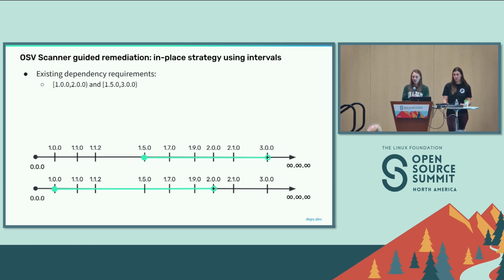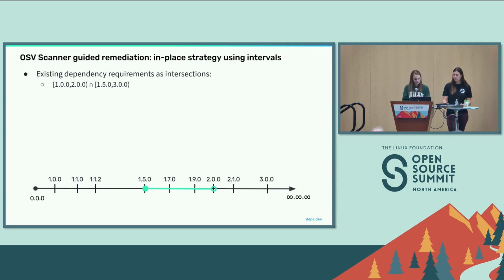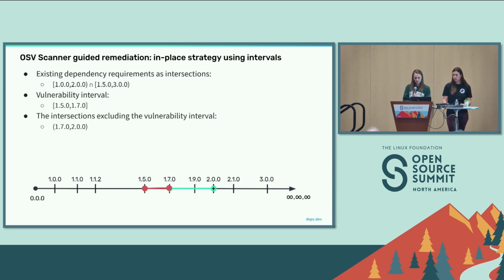Let's use the syntax in a concrete example during in-place guided remediation. We first represent all dependency requirements as intervals and calculate their intersections. We also represent the vulnerability as an interval. We then get the resulting interval from the requirements intersection excluding the vulnerability interval. And finally, we choose the largest version from the resulting interval.